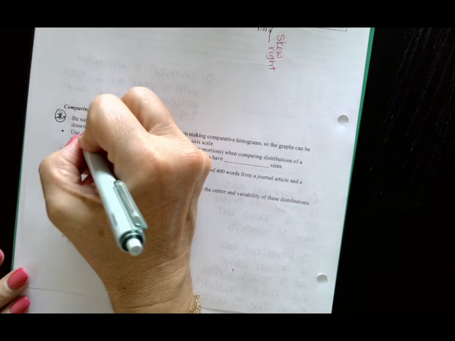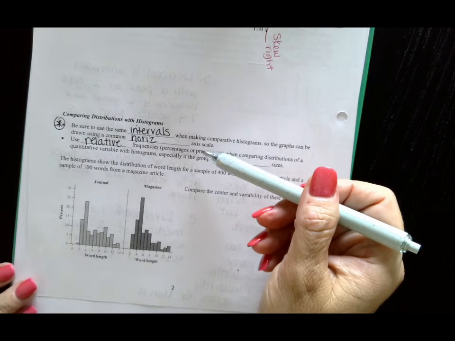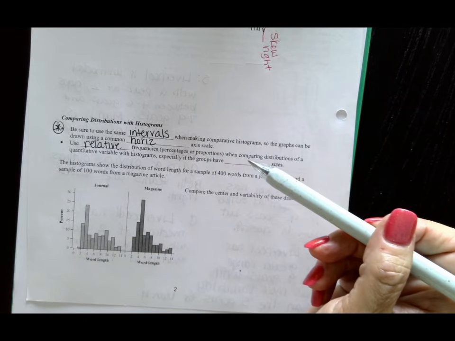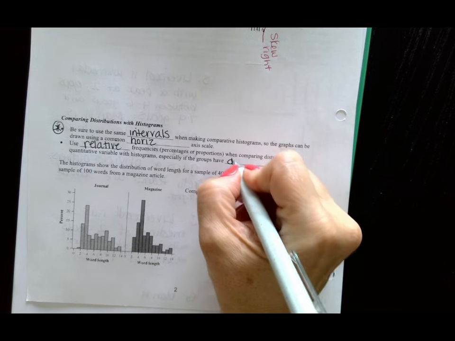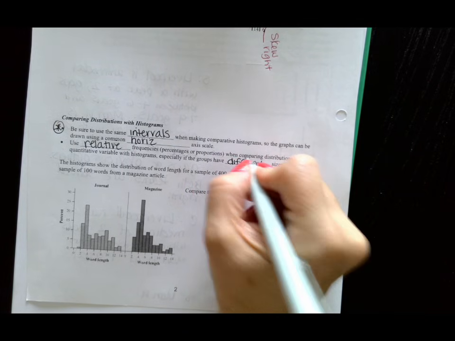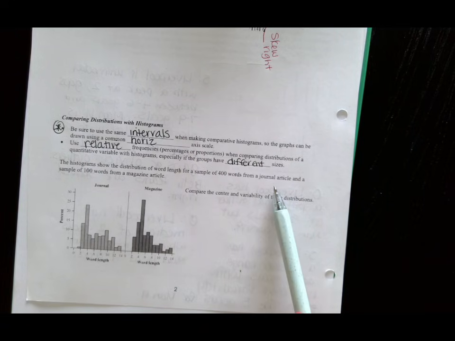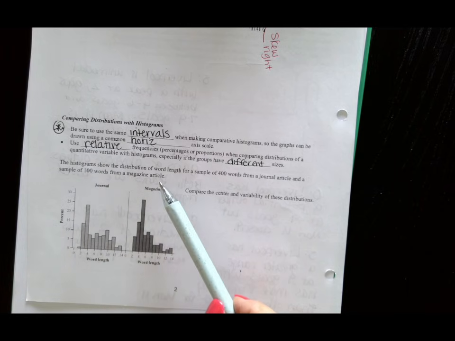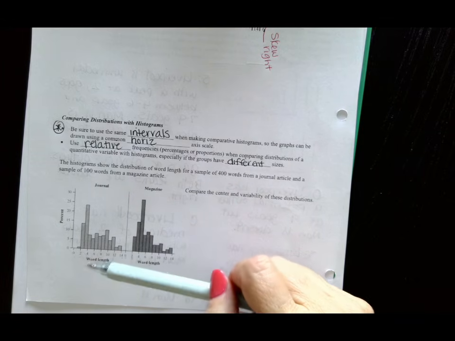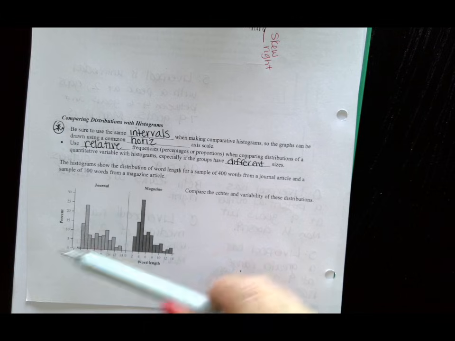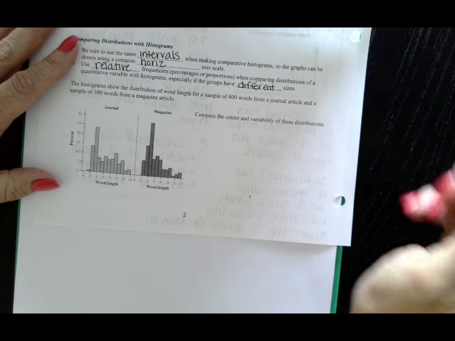Okay, we're going to use relative frequencies. So remember, those are going to be percentages or proportions. So we're going to use relative frequencies when comparing distributions of quantitative data in histograms, especially if our groups have different sizes. So in this case, a sample of 400 words from a journal article and a sample of 100 words from a magazine article. So we have two very different sample sizes. And so it's important that we look at our relative frequency. So we have this in percentages versus just our frequency, because remember, frequency is just counts.